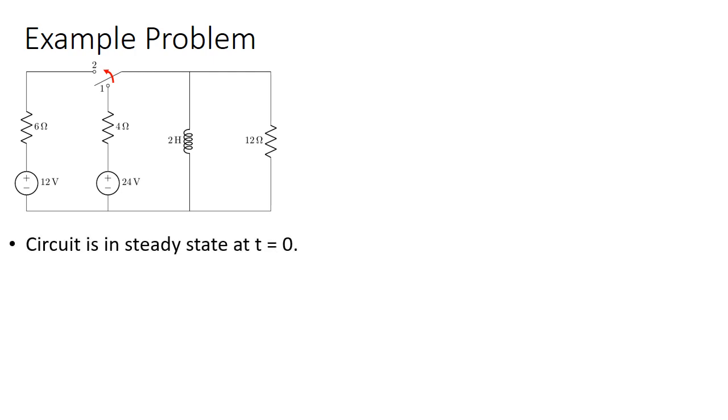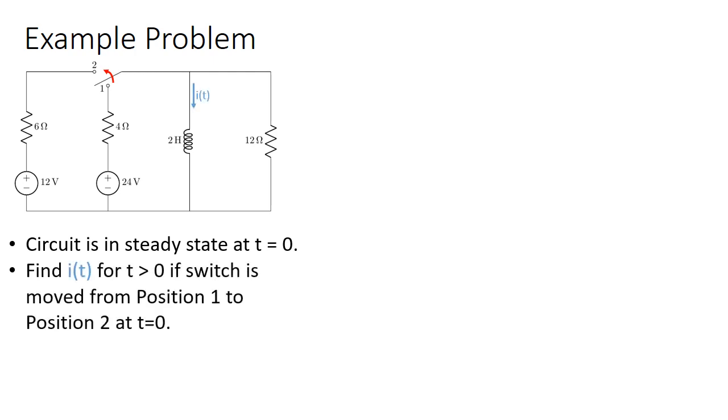So one of the things that we will say that's true about this circuit is that it's in the steady state at t equals 0, just before the switch moves from position 1 to position 2. And what we'd like to do is to determine what the current flowing through the inductor is for t greater than 0 if the switch is moved from position 1 to position 2 at t equals 0.